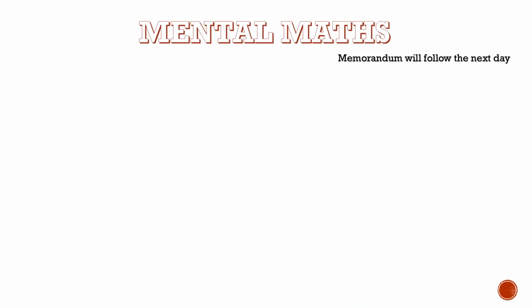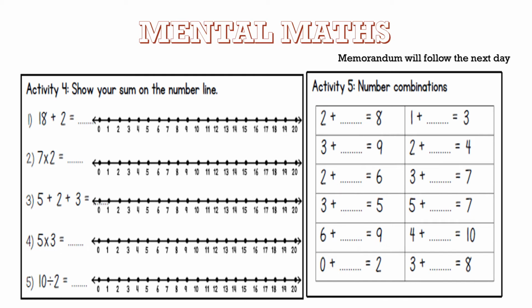But before we begin, you will know we must do some mental math. Today you have two activities. Activity 4, where you must show your sum on the number line. Activity 5, where you must do number combinations. That is easy peasy. Tomorrow I will put the memorandum at the end of the slideshow to see how you did with your mental math activities.